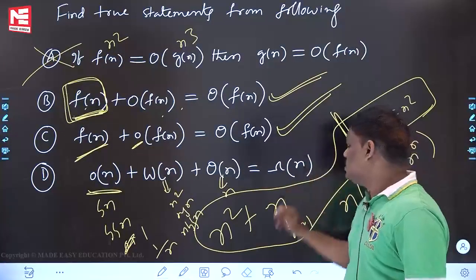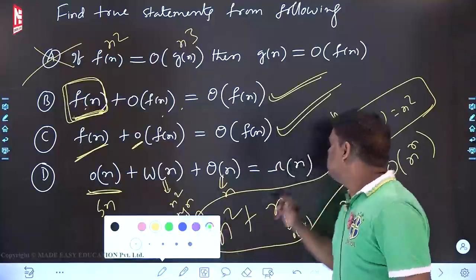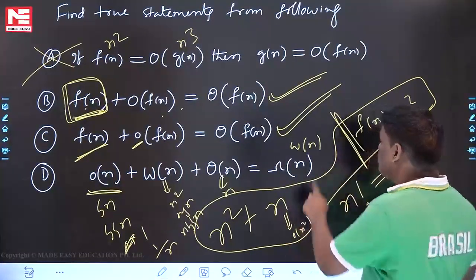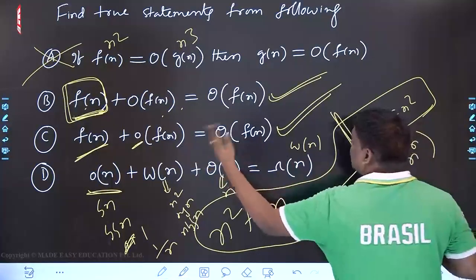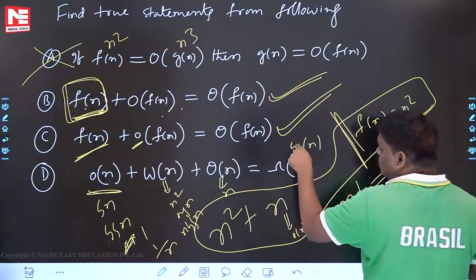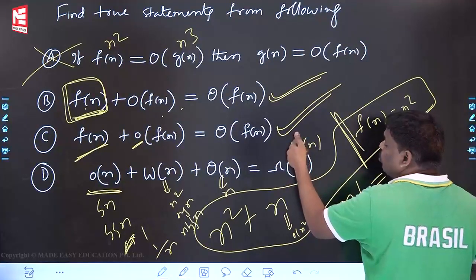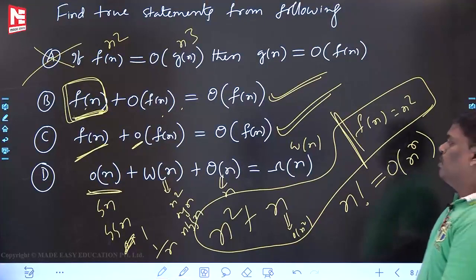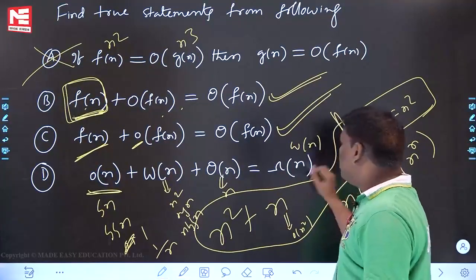I think this is going to be omega of n. Omega means, everyone now, small omega. What is the meaning? Small omega means left hand side is going to be more than n. Whenever you say small omega is satisfied, big omega also will satisfy.